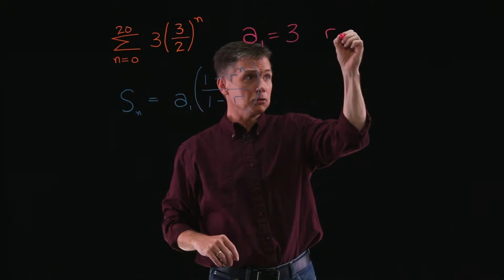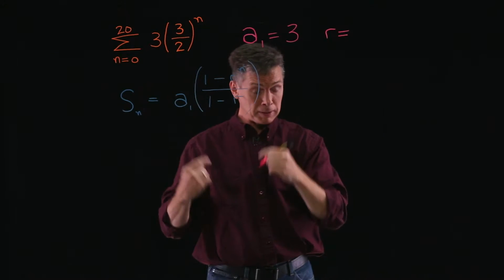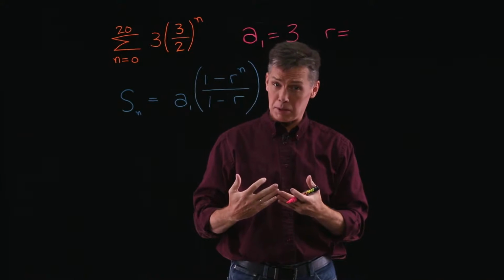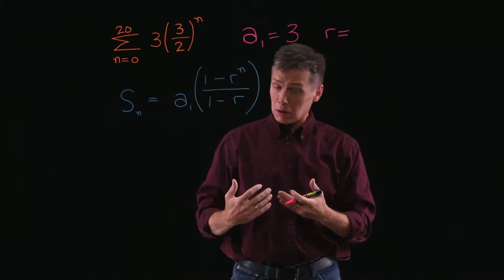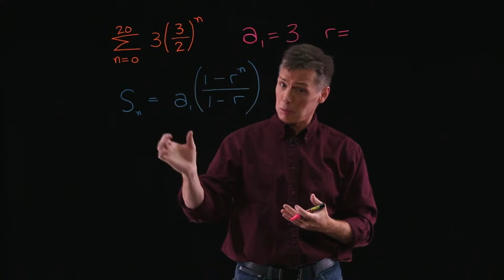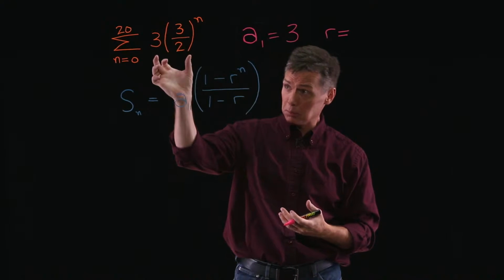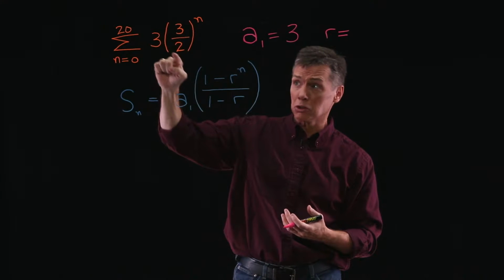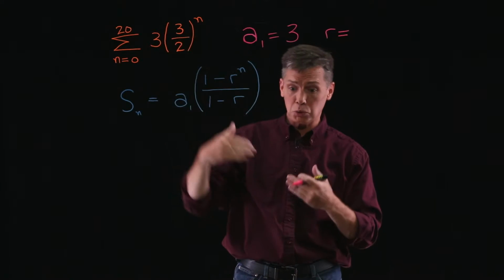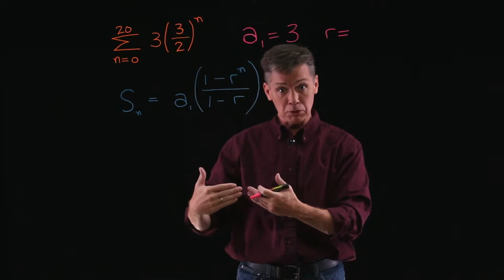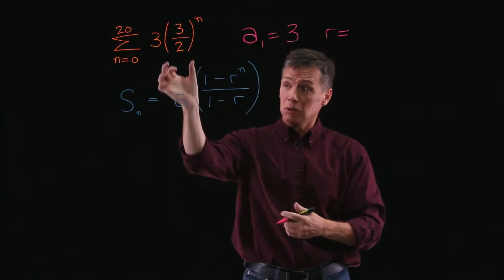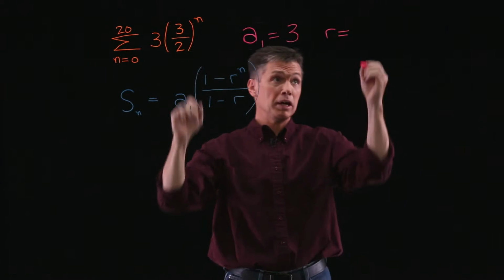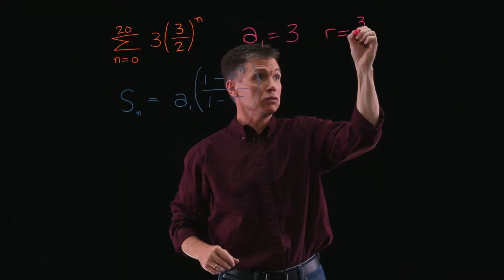My r that I also need in that formula, and since this is a geometric sequence, that r is the common ratio. You can always see that in your sigma notation with whatever the base is of that exponential chunk. That base is what you're multiplying by each time you're looking for the next term. So my r is 3/2. Okay, this is looking good.